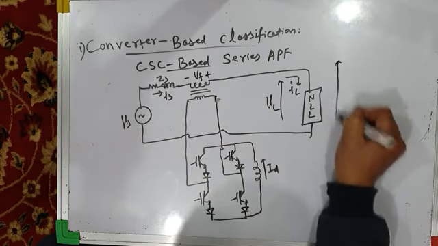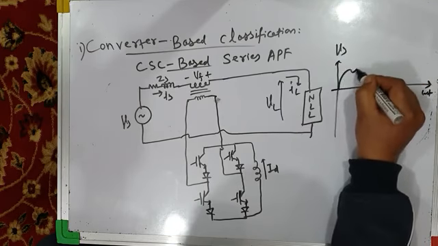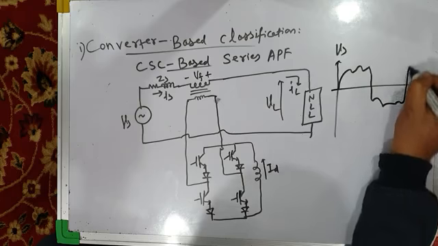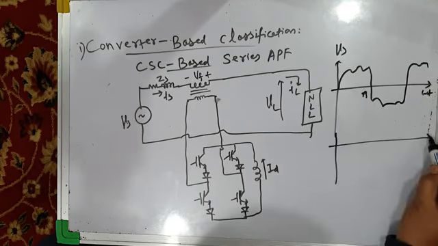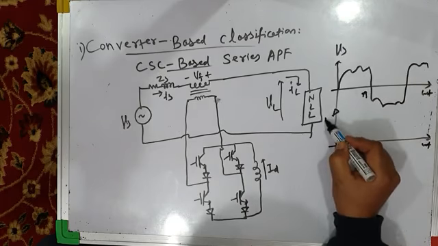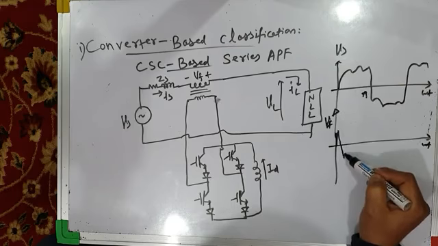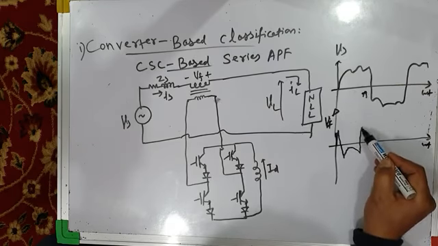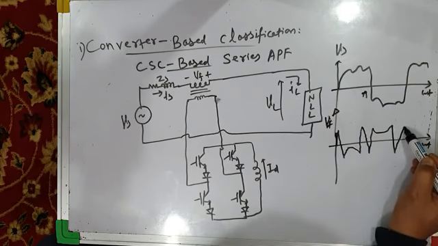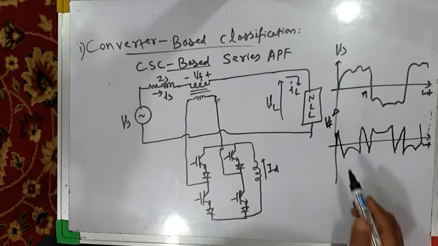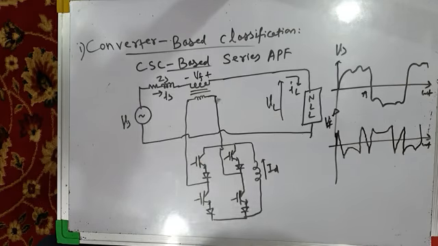That means if this is your source voltage, say for example, roughly let us say the source voltage is distorted something like this. It is not sinusoidal, and we want a sinusoidal voltage across the load. So what will your series active power filter do? It will inject the filter voltage. The filter voltage may be something like this, which we have discussed in yesterday's class. This comprises the harmonics present in the source voltage.